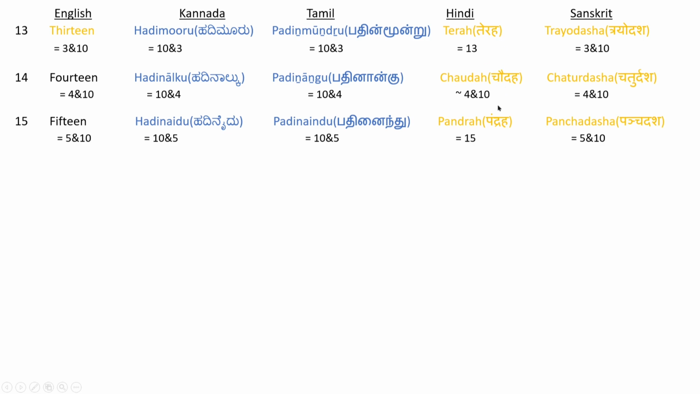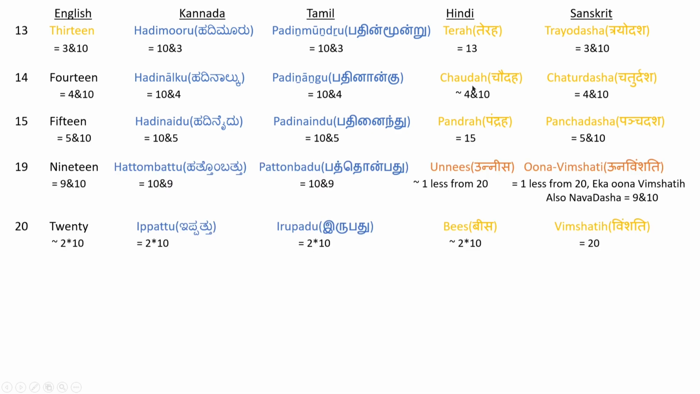In Hindi it's somewhat mixed, and this chauda can be defined as a derivative of 4 and 10, because chau stands for 4, das stands for 10, so char das can become chauda. So it's somewhat roughly a derivation, that's why it's approximately 4 and 10, but otherwise tera and pandra and all are not derived like that. So 19 is one exception in Hindi. Another exception, Hindi has the most exceptions, so 19 is another exception.